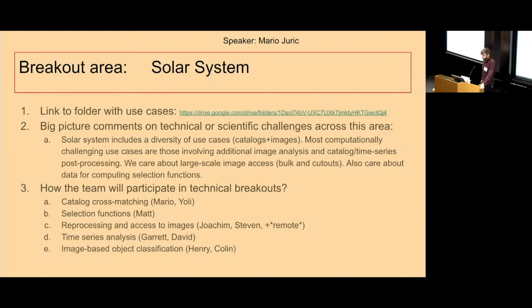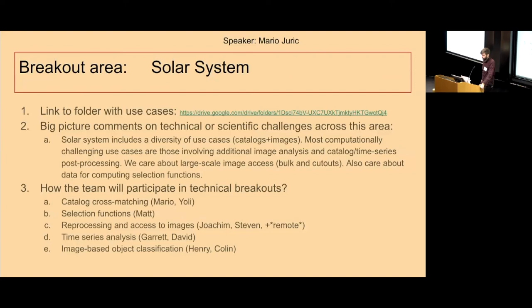Two is the physical characteristics of individual objects. So what is the shape of these objects we're detecting? Are they outgassing? Have they collided and got disrupted? And the third category is going deeper, discovering objects that are farther out in the solar system. Most computationally challenging use cases are those involving additional image analysis.